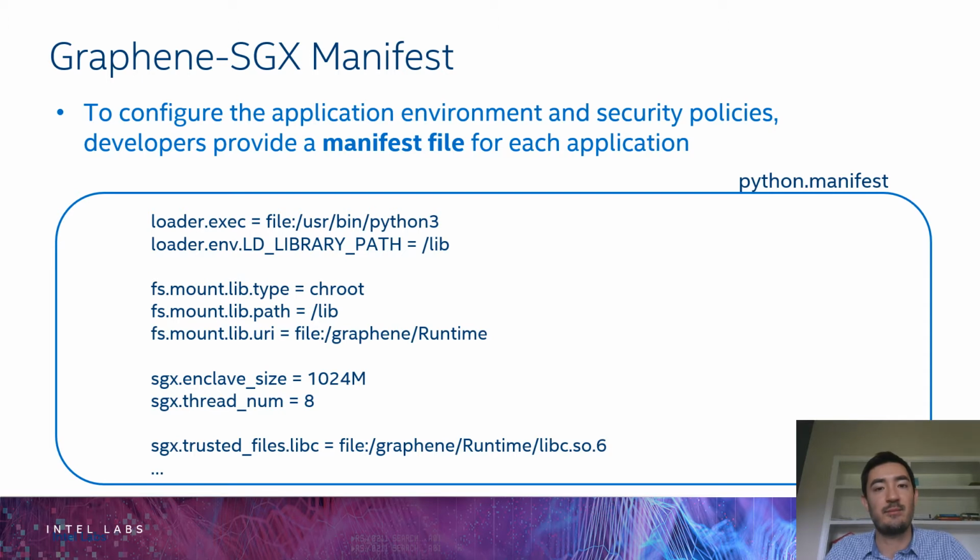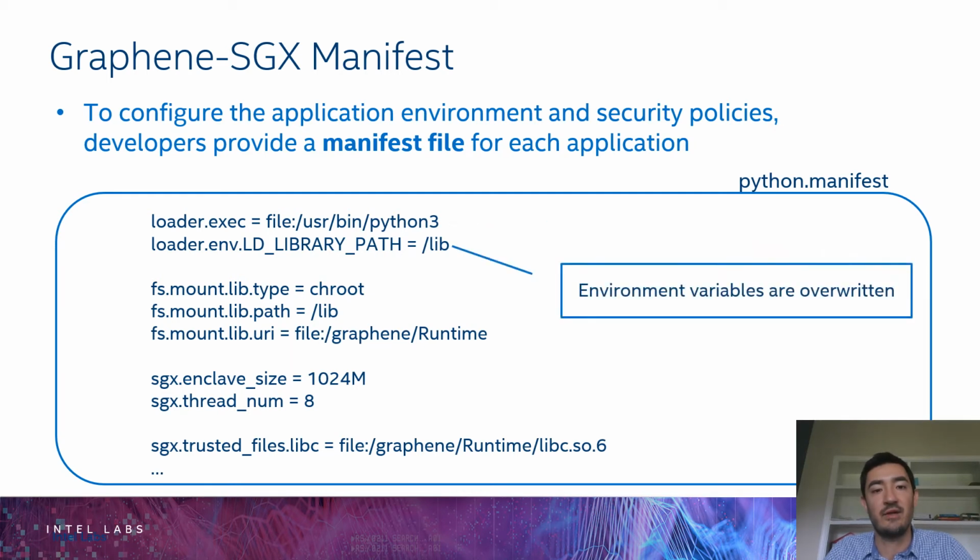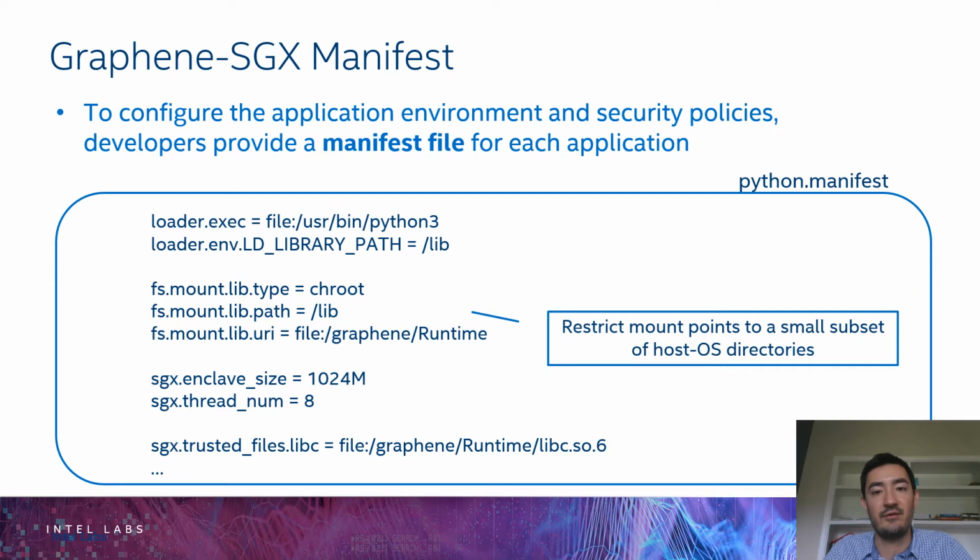First, the manifest must specify the actual executable to load and run, in this case, the Python-free executable. Next, the manifest may override the required environment variables. The manifest should also specify a subset of host OS directories to be mounted, so that only they are visible to the enclavized application, possibly under a different name, as shown in this example. Here, the glibc libraries are silently replaced with Graphene patched glibc libraries.